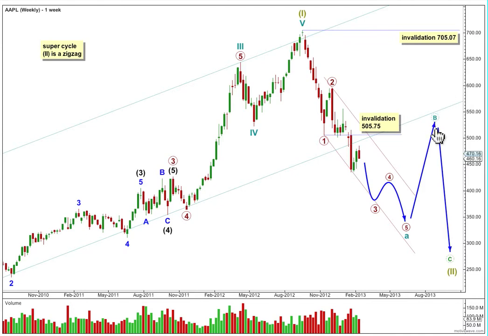I'd actually expect, if we see a 5 down for cycle A, cycle B to find resistance at the lower edge of this channel, which I drew on the monthly chart and explained there. When the 3 up for B is complete, we'd have another 5 down to a new low, most likely for a C wave, and that would complete a big super cycle zigzag, which is the most common structure for a second wave, so most likely.